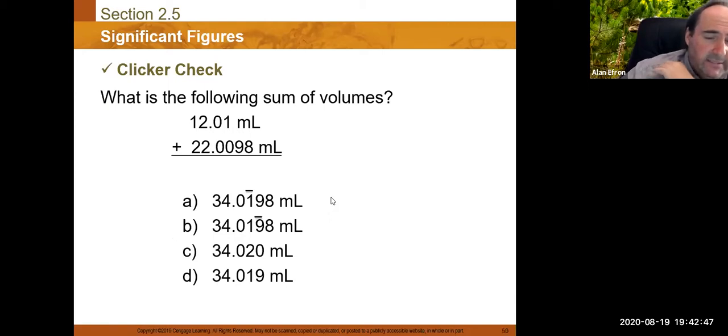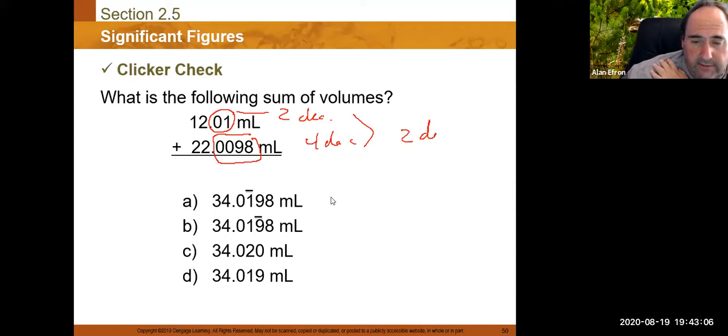So here, if we did some adding, since we're adding, we're going to be looking at, again, decimal places. So this is 2 decimal places. This one is more than 2, that is 4. Which means regardless of what the number is, we should end up with 2 decimal places when it's all done. And if we added it together, we got 34.0198, I think, if you're just going to add it together. And since we should go to 2 decimal places, it should be here.